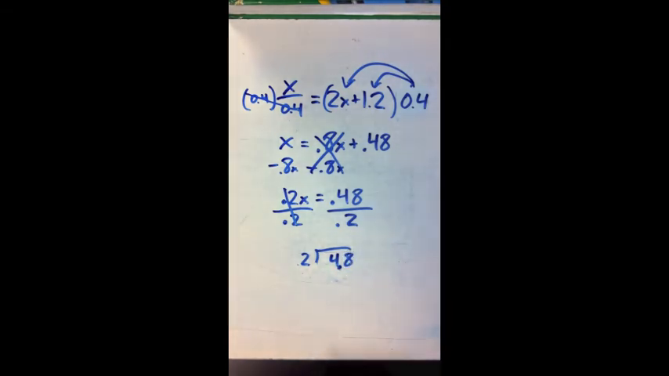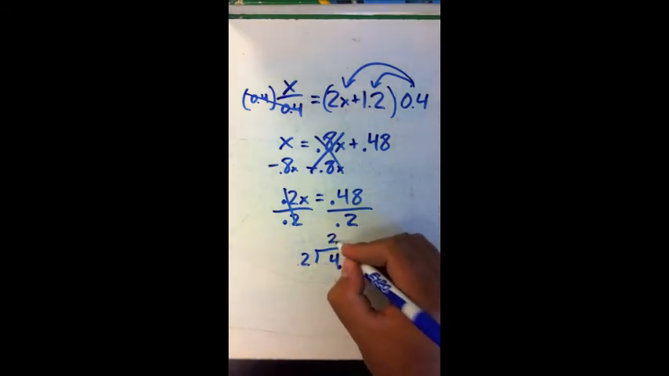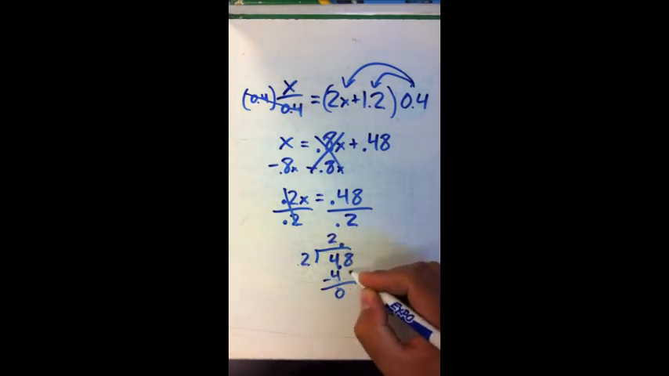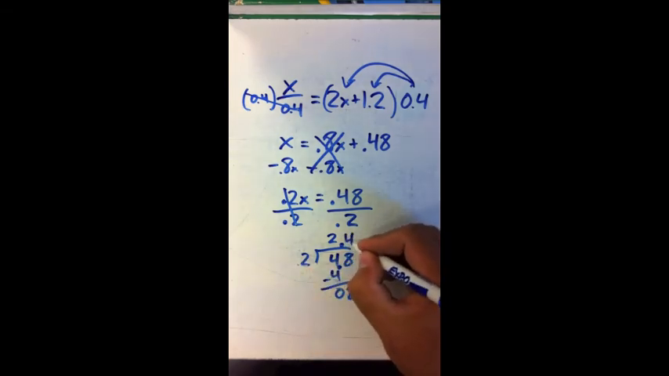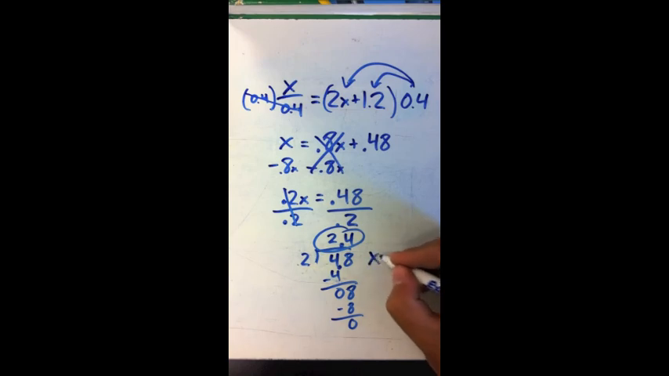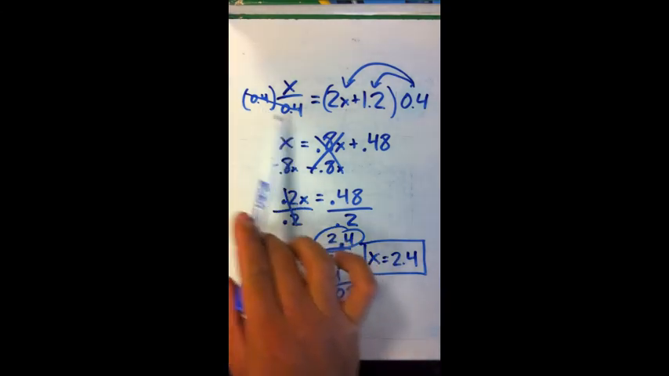Now I have 2 divided by 4.8. I'm going to bring up the decimal to the top. 2 goes into 4, obviously, twice. Bring down the 8. 2 goes into 8 4 times. Finish it off, and that's my answer. x equals 2.4. And like I said, it's not that hard. You just got to give it a try.